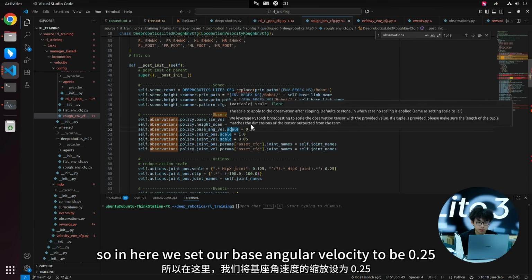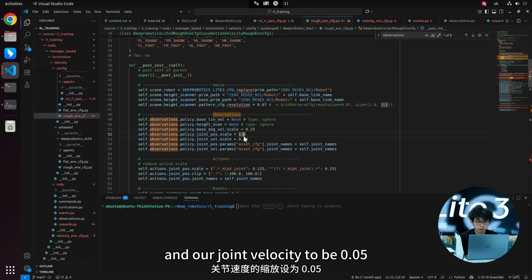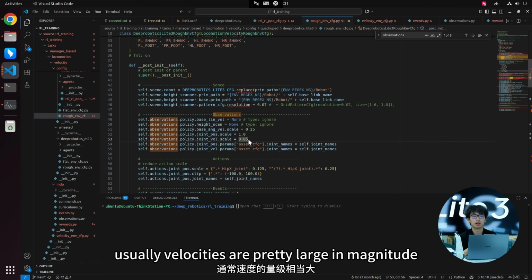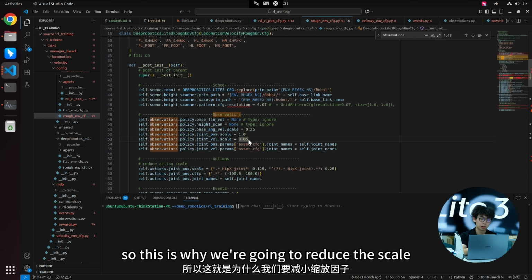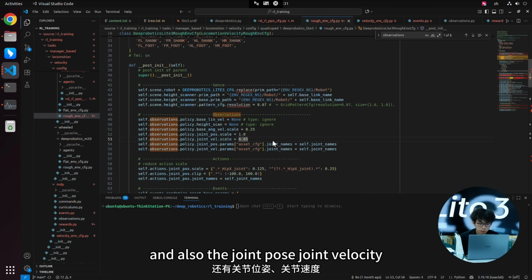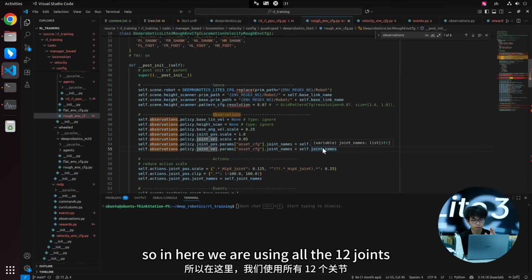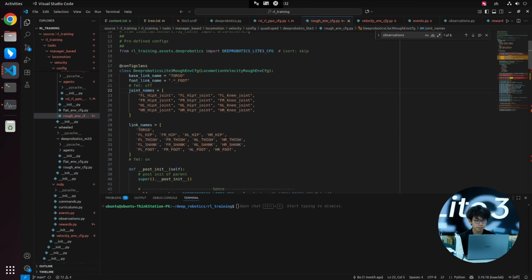So in here, we set our base angular velocity scale to be 0.25 and our joint velocity scale to be 0.05. Usually velocities are pretty large in magnitude, so this is why we reduce the scale, to make them look the same as other values. And for the joint pose and joint velocity, we need to specify which joints we are using. So in here we are using all the 12 joints.